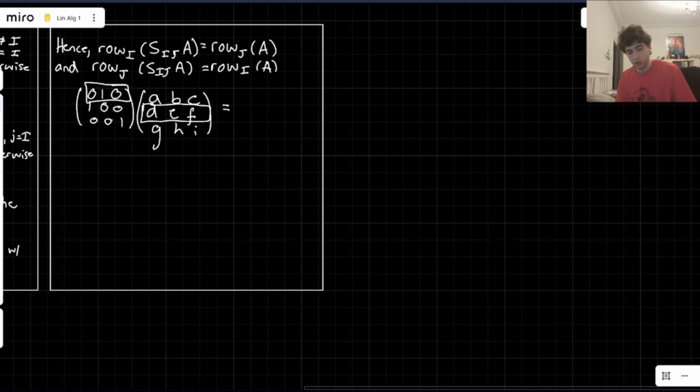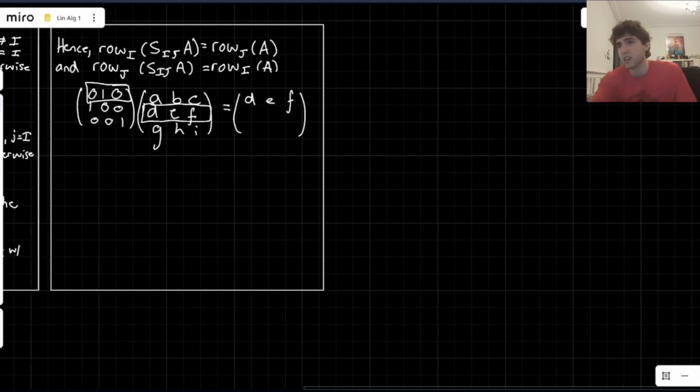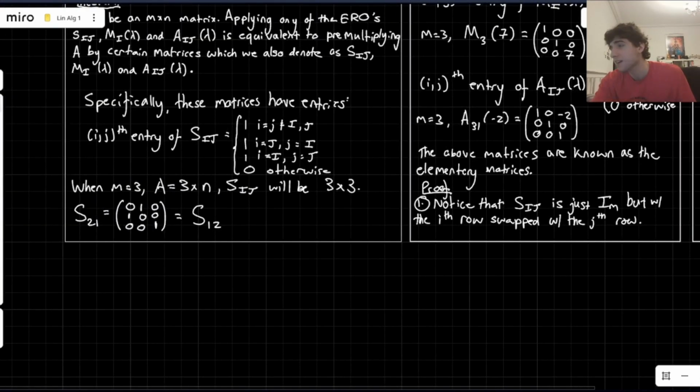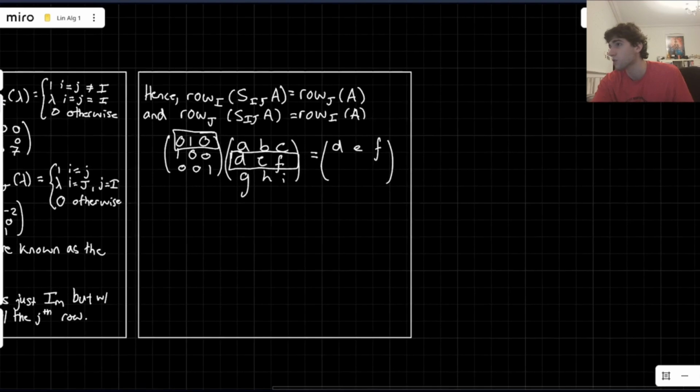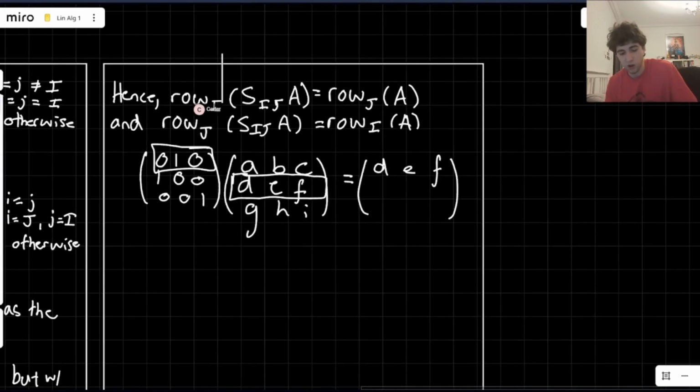you're doing the first row dotted with the first column, so that's position 1, 1, so that's going to be D, that's going to be E, that's going to be F. So I know that the first row of the resultant matrix, which in this case, because capital I is just 1, is row 1, of the matrix I get when I multiply those two matrices together is simply just going to be the second row of A.